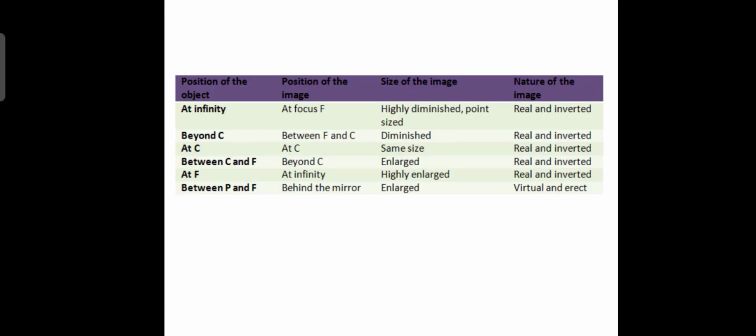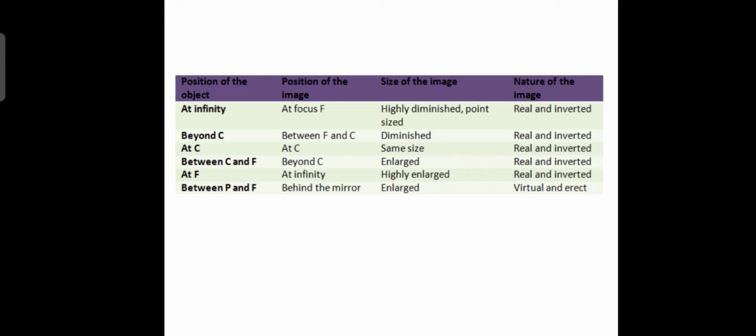Now, let us learn about image formation in spherical mirrors. In today's morning class, we studied the formation of images in spherical mirrors. We know that if the position of the object changes, then the position of the image formed will change according to the incident ray and the reflection of the light ray.